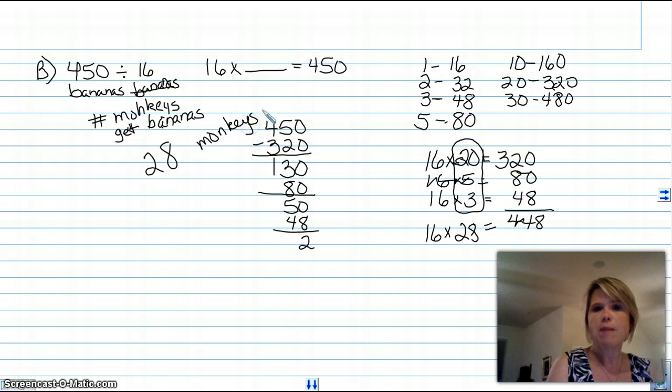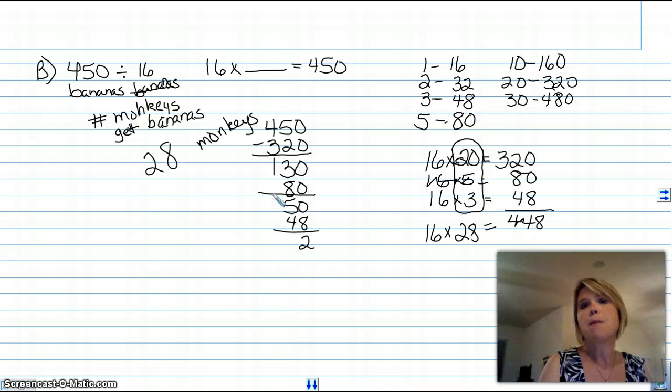What am I going to do with that remainder of 2? For this question, I'm just going to drop it. Sometimes 2 will be your answer. Sometimes if you need an extra package of something to feed people at a party, if it says how many packages of buns might you need, well, you would want to round up to the next package of buns. You don't want to short anybody buns, right?